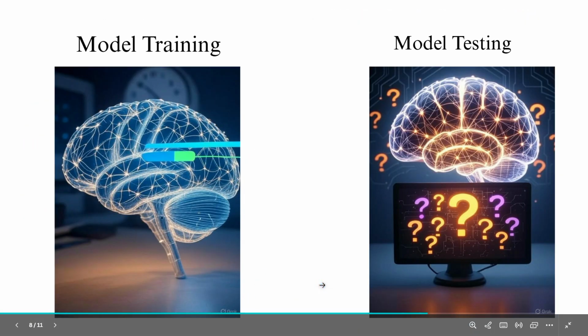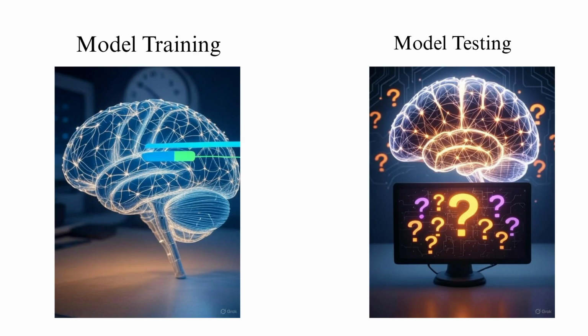Next, let's talk about something called a model. A model is like a robot brain after it has learned something. It's what the computer uses to make decisions and predictions based on what it saw during training. For example, let's use shapes to understand this better. Imagine you show your robot pictures of triangles, circles, and rectangles.